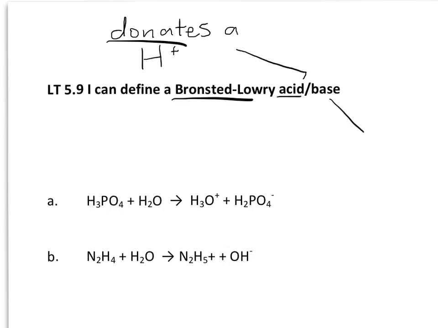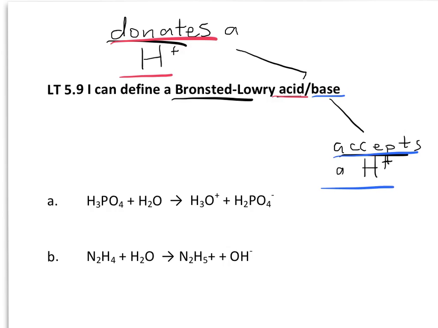A Bronsted Lowry base is something that accepts a hydrogen ion. And you can also think of synonyms for accepts. That might be something that gains a hydrogen ion, or a Bronsted Lowry base accepts or gains or adds a hydrogen ion. Those all mean the same thing. So again, a Bronsted Lowry acid donates a hydrogen ion, and a Bronsted Lowry base accepts or gains an H.